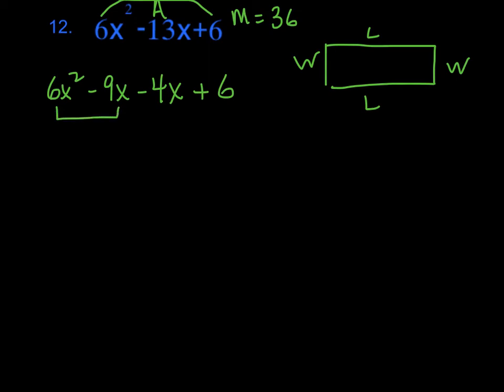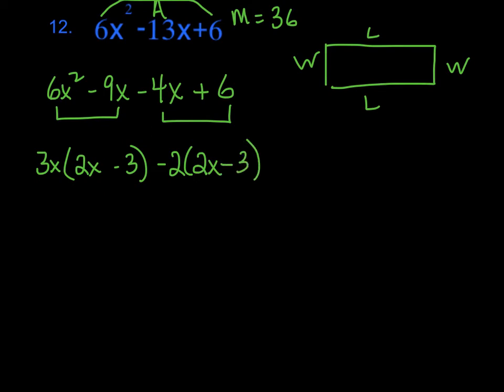All right, group, and let's find a common factor. I see a 3x in the first two terms, and let's divide that, and I'm going to get 2x minus 3. And in the second group there, I see a negative 2, and that's going to give me 2x minus 3. All right, so 3x minus 2 is one of the dimensions. We're not sure whether it's the length or the width, but it doesn't really matter, and the other dimension is going to be 2x minus 3.